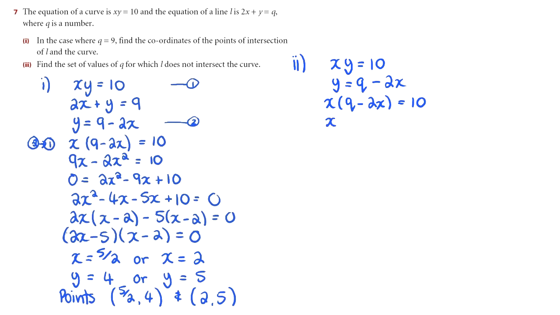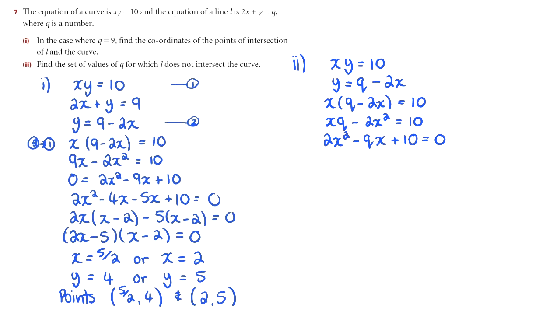If we expand the brackets, xq minus 2x squared equals 10, move it over to the right side, so x squared becomes positive: 2x squared minus qx plus 10 equals 0. Okay, so this is going to give us all of the solutions for the points of intersection. Now, one of the things we know is a quadratic may have two solutions, it may have one solution, or it may have no solutions, and we are very interested in the possibility that it has no solution, because if it has no solution, there's no points of intersection.